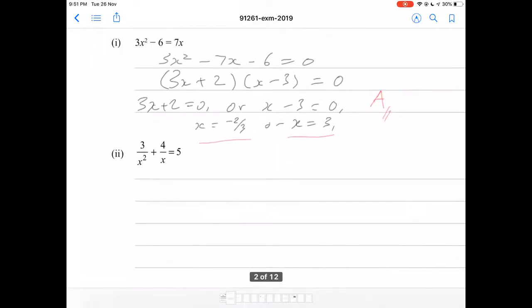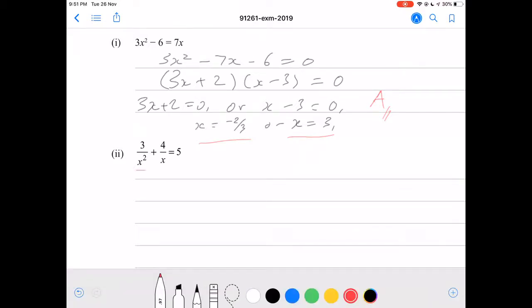Alright, so 3 over x squared plus 4 over x equals 5. So in this equation, you have x squared in the denominator, x in the denominator, and you have 5 by itself. So if you multiply everything by x squared, you'll actually form a quadratic equation. Or you can just move everything to one side first. So you can say 3 over x squared plus 4 over x minus 5 equals 0.